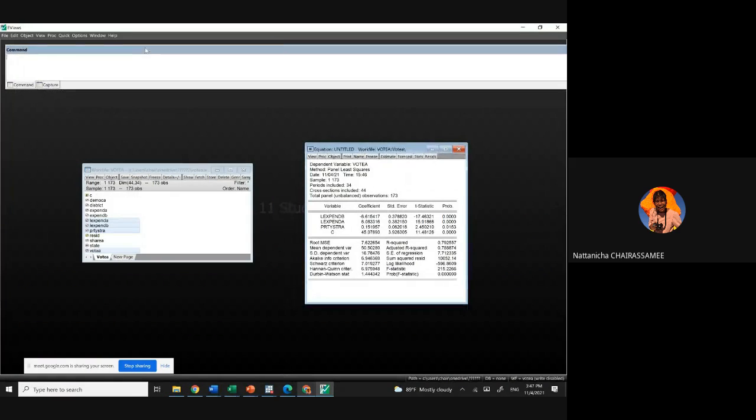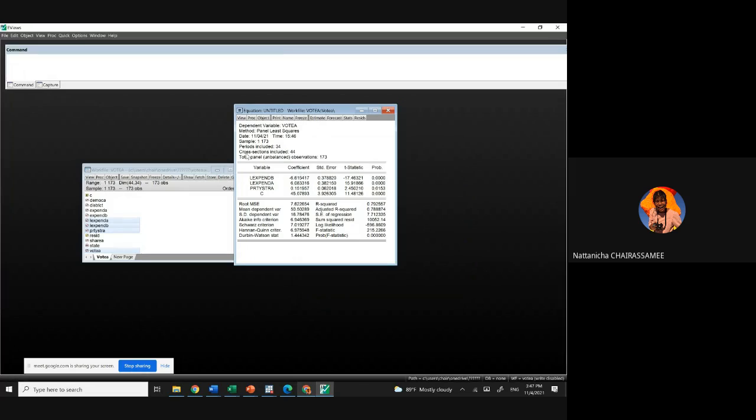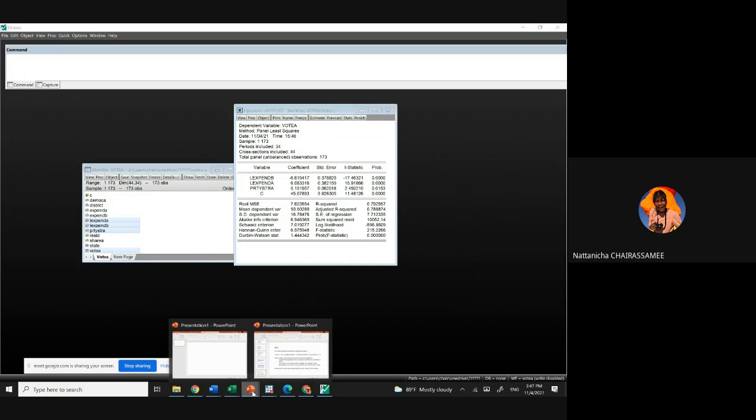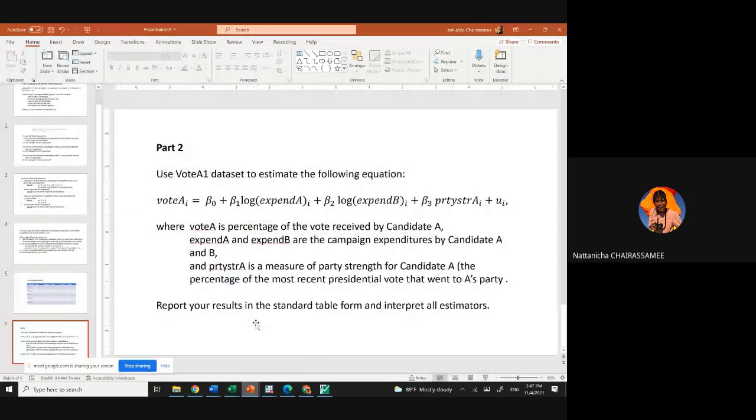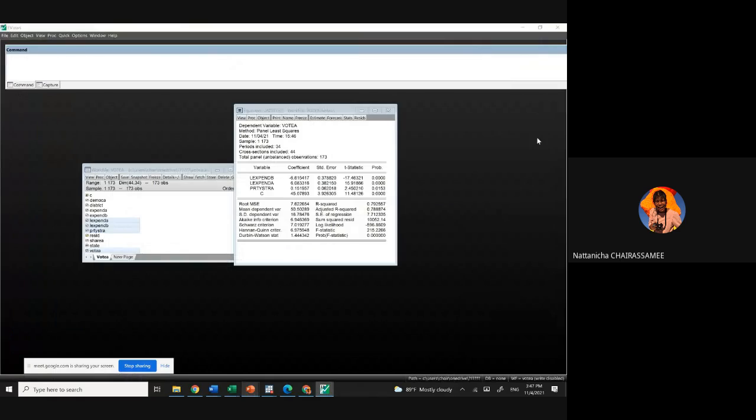This is your answer, right? You already ran the regression. And now I asked you how to interpret all of the coefficients. I asked you to report in standard table form and then interpret all of the estimators, or all the coefficients that you got.